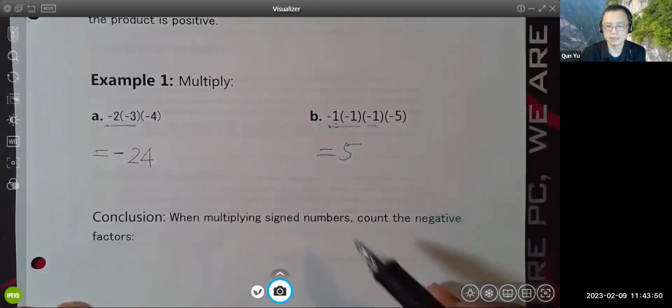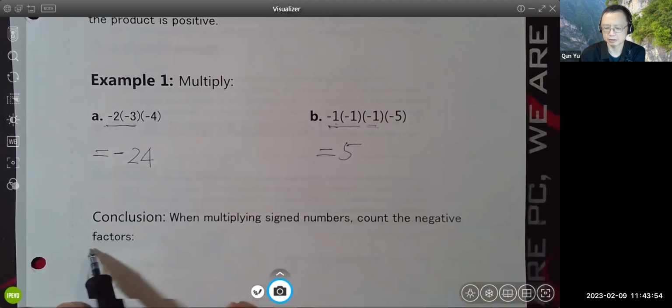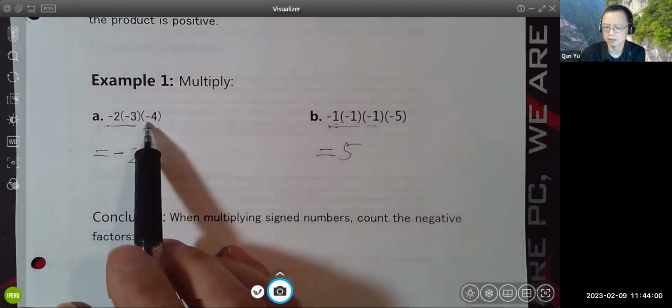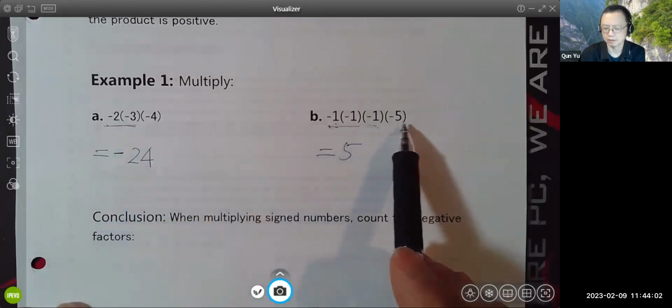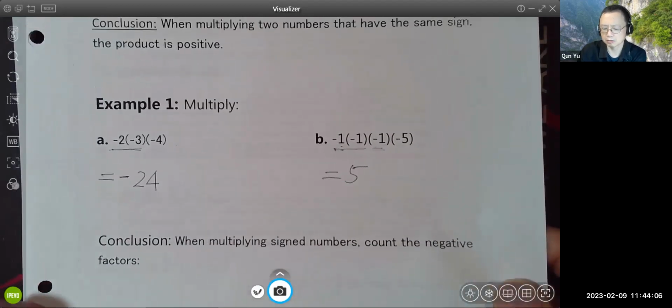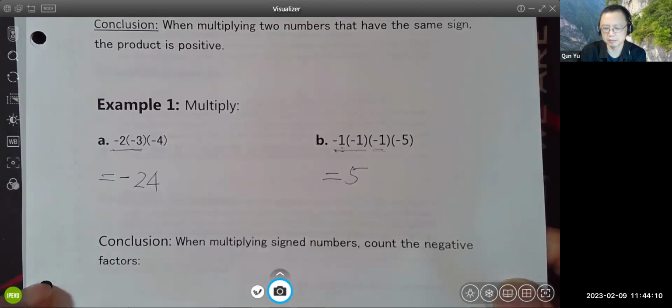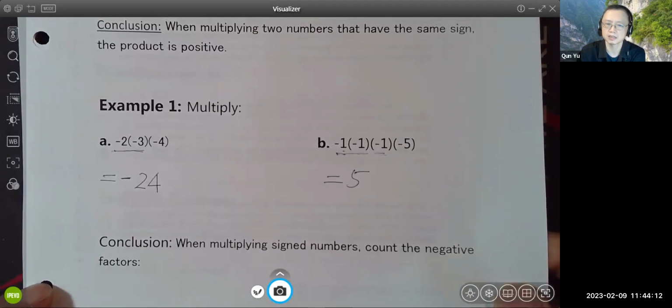When multiplying signed numbers, you need to count the negative factors. By the way, factors are those numbers involved in multiplication. So all of the 3 are factors. All of these 4 numbers are factors. So the sign of the result, the sign of the product, is determined by how many negative numbers are involved in the multiplication.